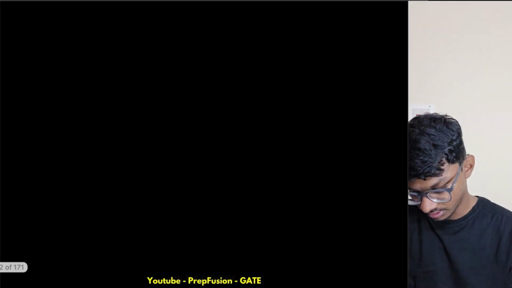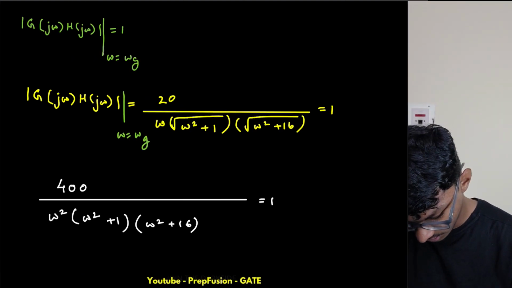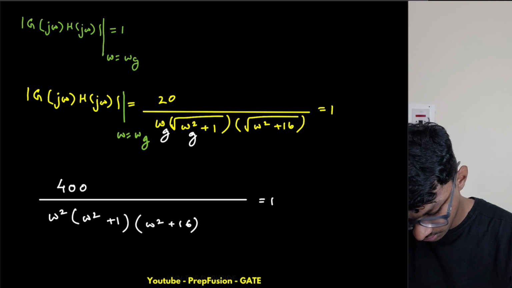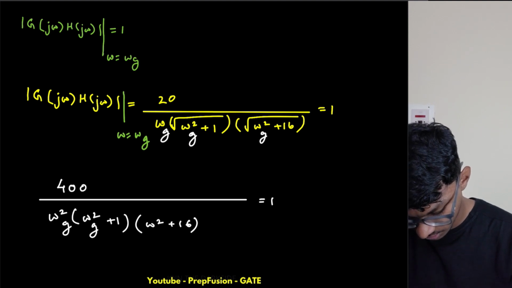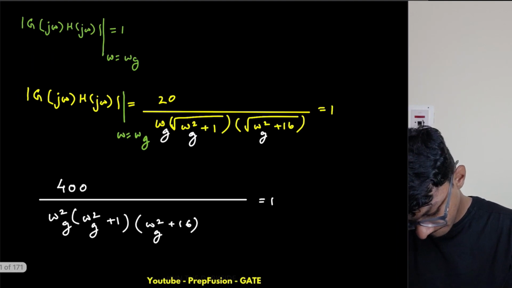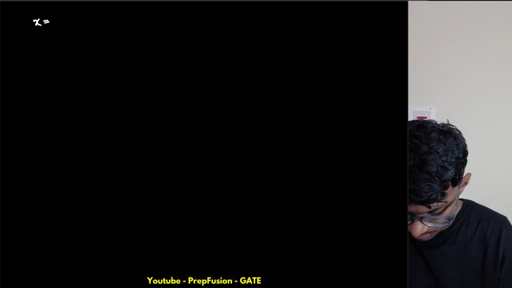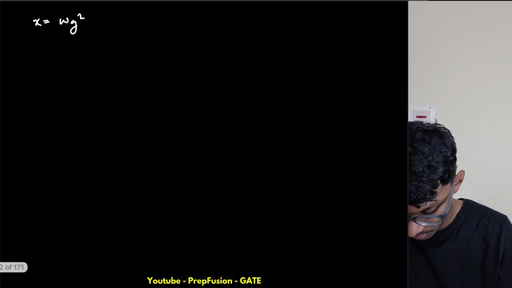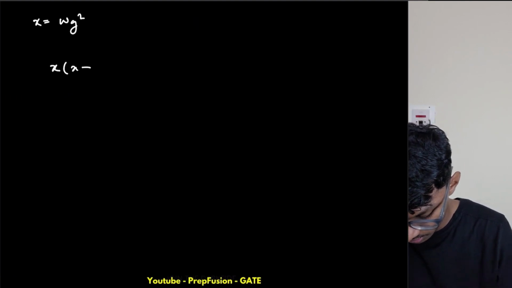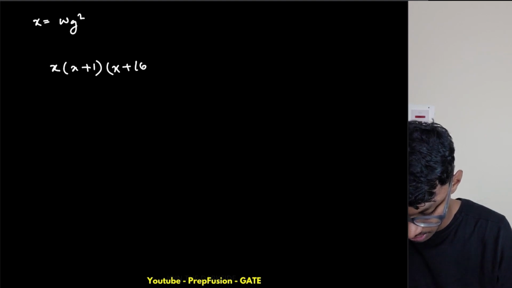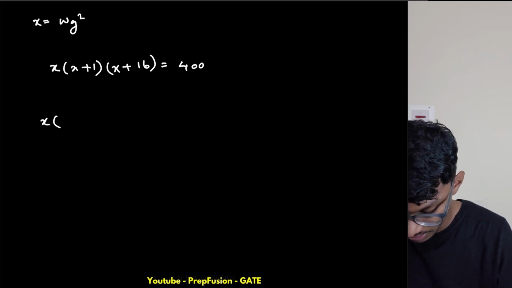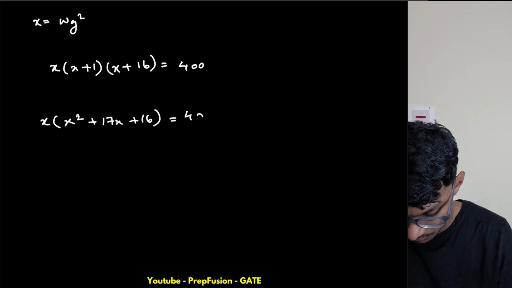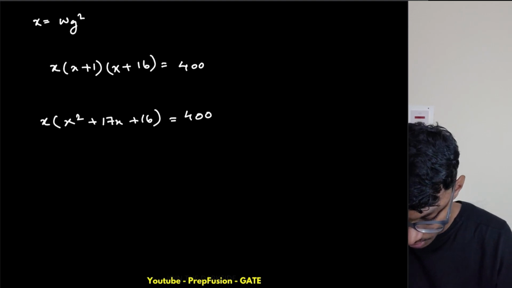Again, if you do the same thing, this will be omega g, and if you put x equals omega g square, then what will happen is this will be x into x plus 1 into x plus 16 equals 400. Now this is x into x square plus 17x plus 16 equals 400.